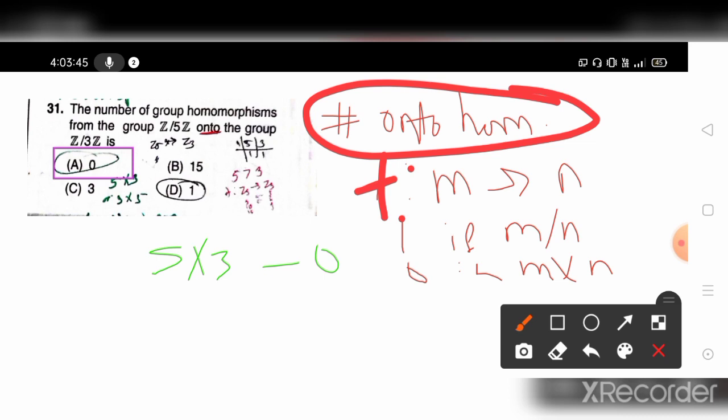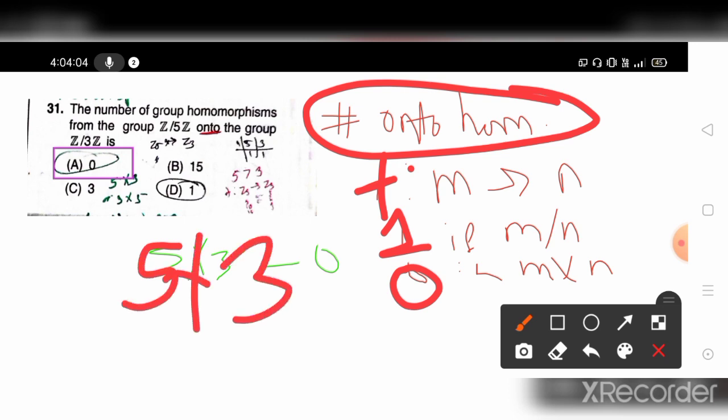Here, an onto homomorphism exists when M divides N, and then only one exists. If M does not divide N, then only 0 exists. Here 5 does not divide 3, so only 0 exists. So option A is correct.